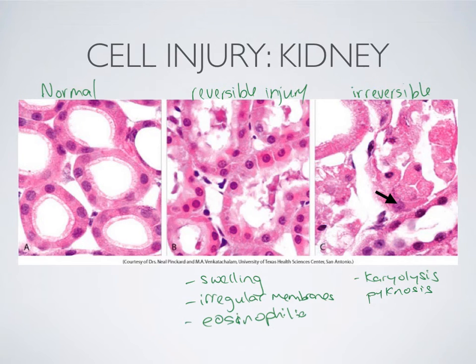And you can see a little bit in this one right here, this is starting to undergo karyorrhexis. And that was the fragmentation of the nuclear contents. Can you guys see those changes that are going on there? What else do you notice?